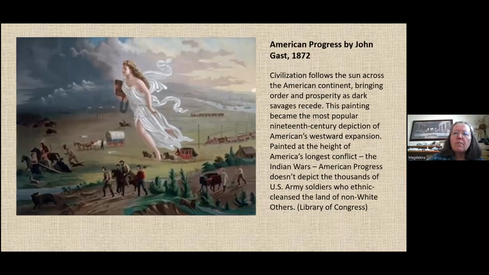So this is a very, very famous painting called American Progress by John Gast, which was painted in 1872. And it says civilization follows westwards on the American continent, bringing order and prosperity as stark savages recede. This painting became the most popular 19th century depiction of America's westward expansion.